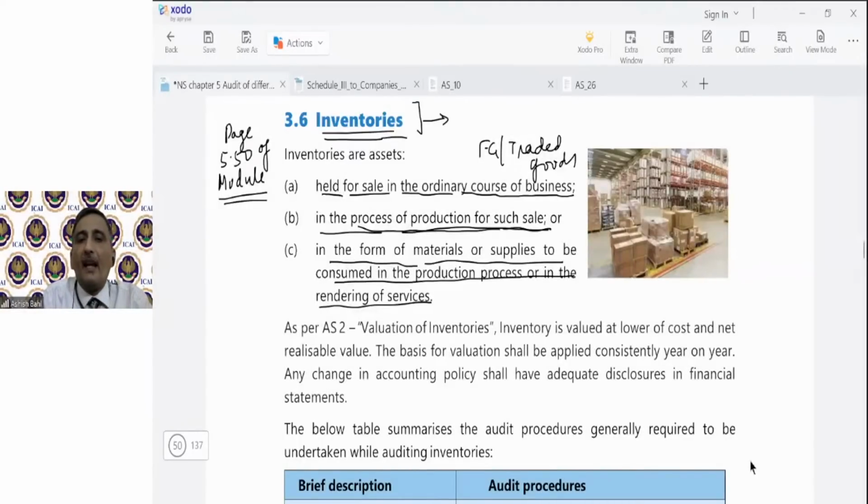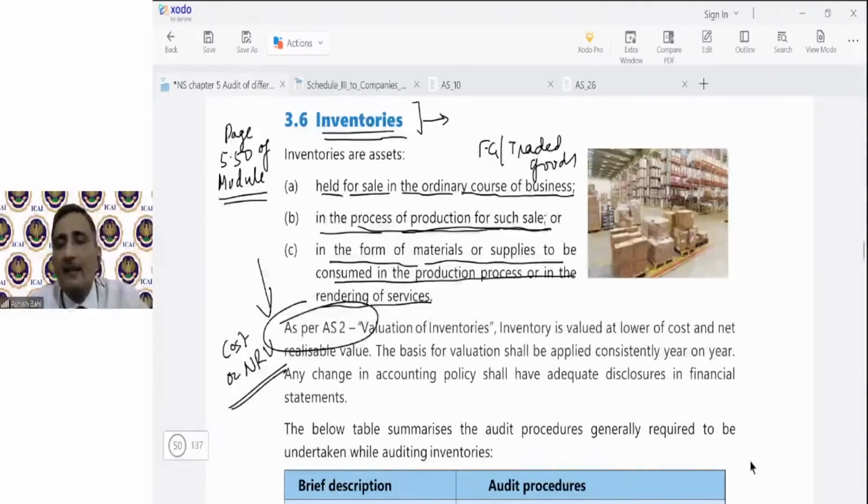So as per AS 2, students, you have learnt AS 2, inventories are valued at cost or net realizable value, whichever is less. So what is the logic behind it, students? Obviously inventories are valued at cost or NRV, whichever is less. Now what is NRV? Market price, net realizable value.